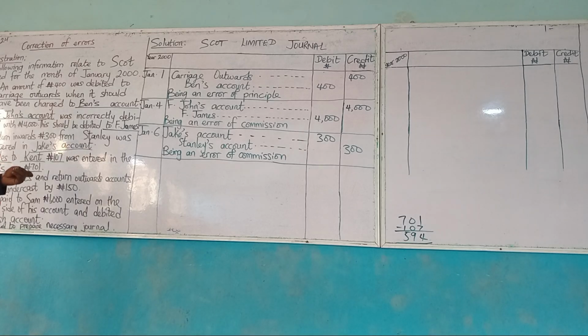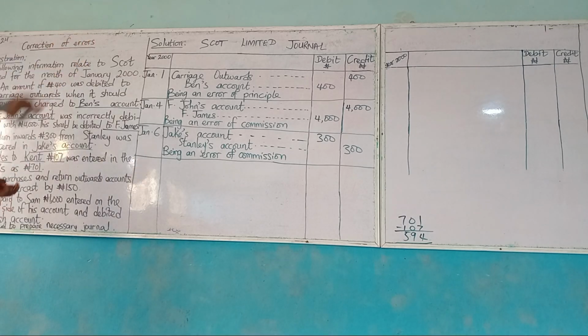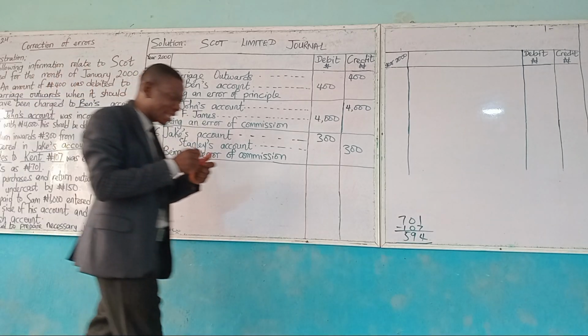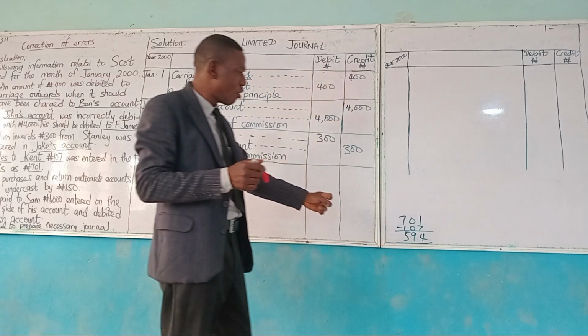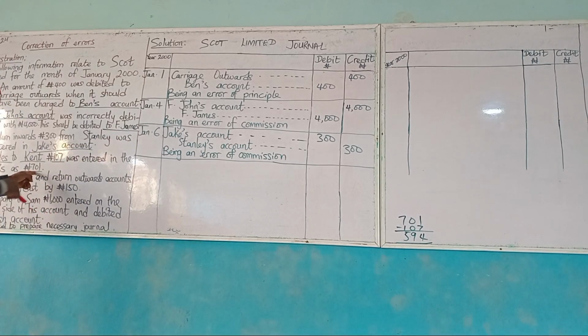How do we correct this? By putting that 594 at the debit side of the sales account to reduce what had been inserted at the credit side. So I'll repeat it again. Only 594 must be recorded at the debit side of the sales account because 701 had been inserted at the credit side, whereas you're supposed to have 107 here. If we now put 594, it will automatically reduce this 701 that had been inserted before down to 107. So we'll have only 107 at the credit side.